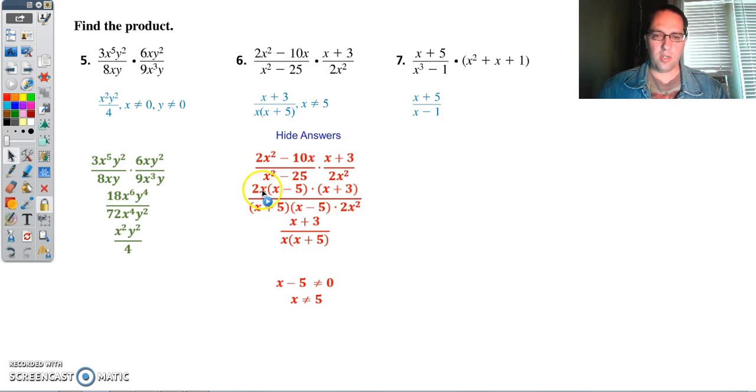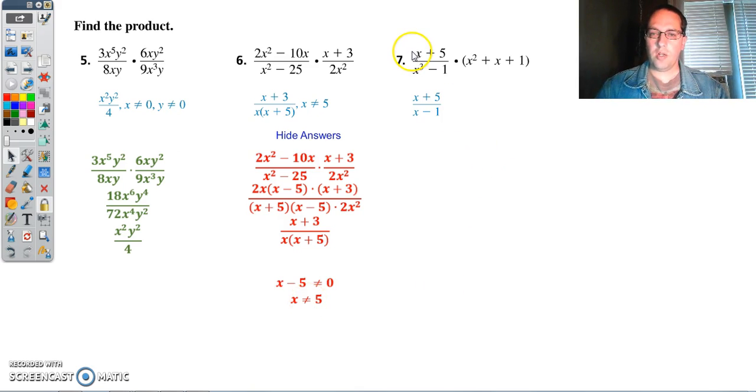All right. Take the 2 out. You can take one of the x's out. You can take the x minus 5 out. That leaves you with the x plus 3 here, the x plus 5 there, and that other x from the x squared. All right. So you have x plus 3 over x times x plus 5. Now, we did take the x minus 5 out, so we've got to make sure that does not equal 0, so x can't equal 5.